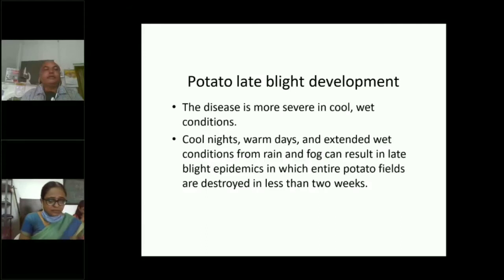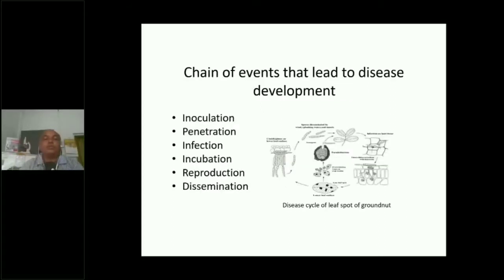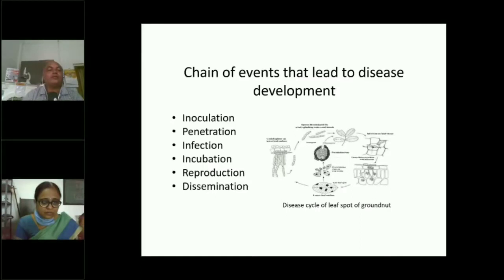Then there is a chain of events which leads to disease development. And in disease development, the most important factor is the virulent pathogen and the inoculation of the pathogen. That pathogen will land on the host, on the leaf surface, or maybe on the root, or where it infects. So that inoculation is important. After inoculation, it will penetrate and then cause infection. And then incubation is there.